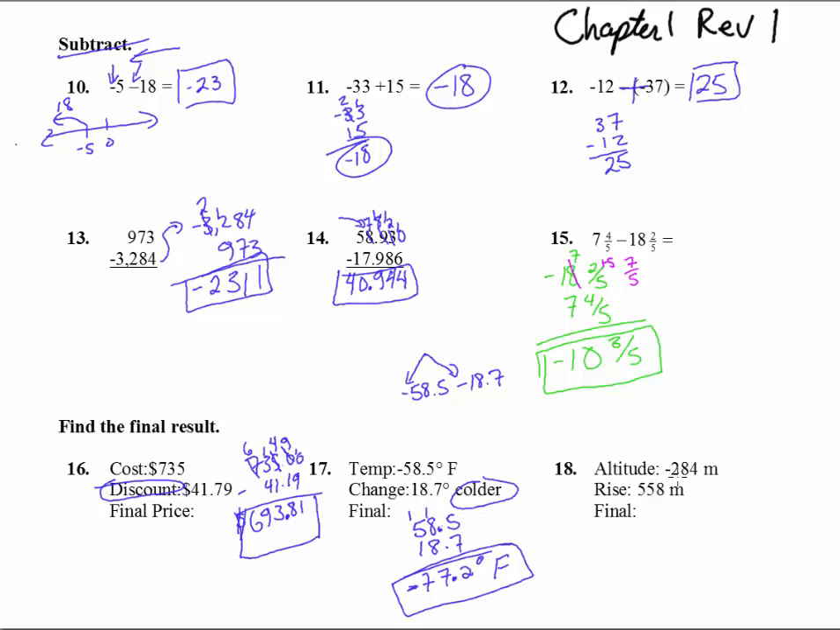Okay, so we have negative 284 meters, and it rises or adds 558. Well, this is a positive and a negative. They're fighting against each other, so we're subtracting them. 558 minus 284. 8 minus 4 is 4. 5 minus 8, nope, can't do that guy. So we make it 15 minus 8 is 7. 4 minus 2 is 2, and it's a positive one. So 274 meters up. There we go.